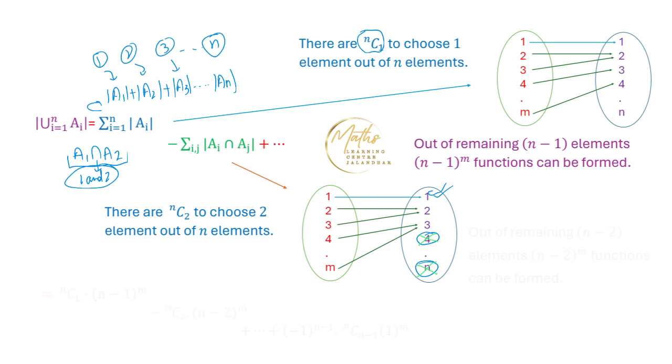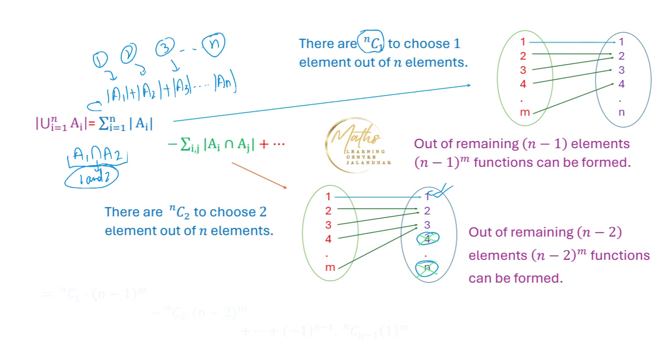There are n minus 2 elements. And with these n minus 2 elements, how many functions can be formed? We are saying that out of the remaining n minus 2 elements, we can form (n minus 2) raised to the power m functions.